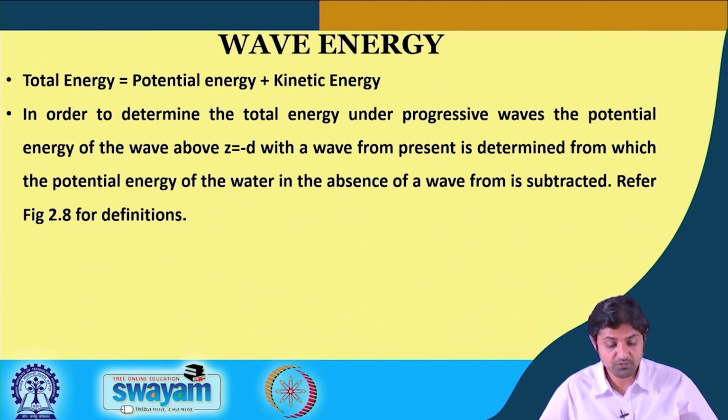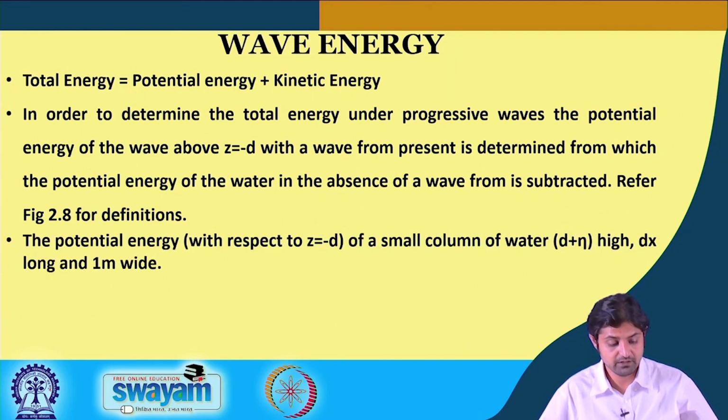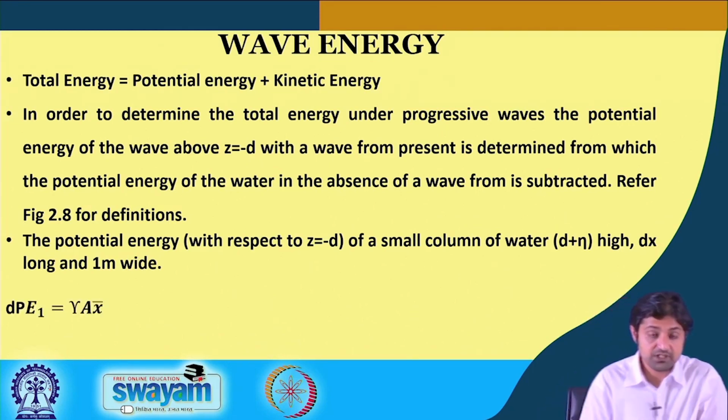So, how do we determine the total energy in a progressive wave? We determine the total energy of the wave, and we subtract from it the potential energy of the water in the absence of the wave. So, we get the energy in the presence of waves only. The potential energy with respect to z equal to minus d of a small column of water, d plus eta high, dx long and 1 meter wide, can be written as follows.